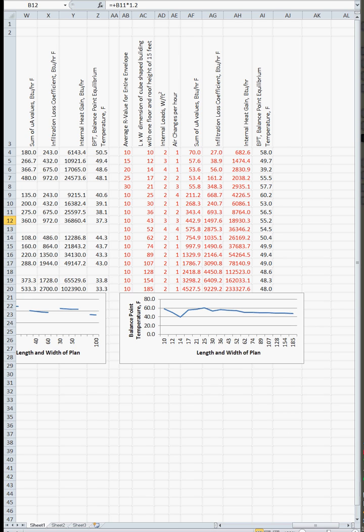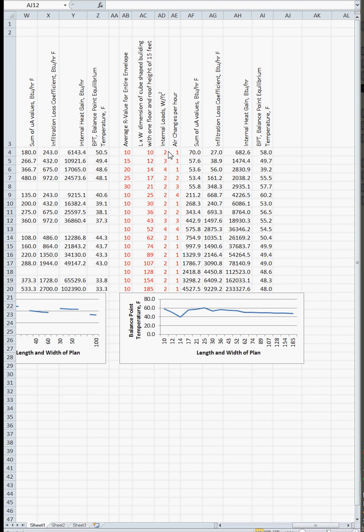Please note that the only values you're going to change are the average R value, the aspect ratio, the internal load coefficient, the air changes per hour, and the rest of these values are calculated for you, including the balance point. You don't have to change all these scenarios. You might just use one line here to develop your own balance point.